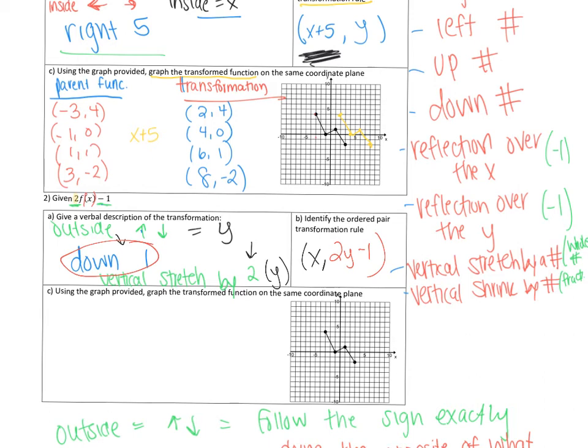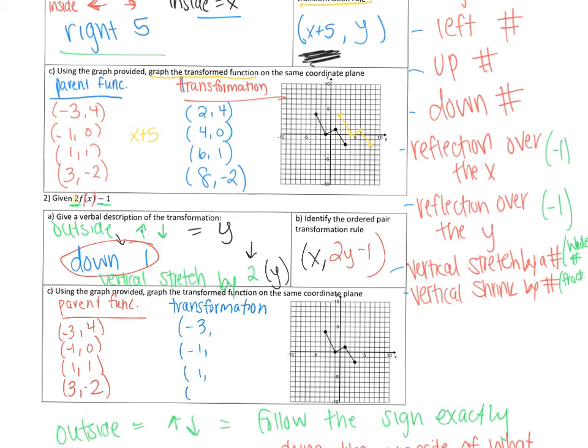So same thing. I think it's the same exact points. Yep, so they're the same points, so my parent function stays the same. So I'm going to go ahead and copy those down again. -3, 4, -1, 0, 1, 1, and 3, -2. Those are the same points from up here. It's the same exact graph. Now I'm going to go to my transformation, and I am going to leave all of my x's alone because my x's are not being affected.